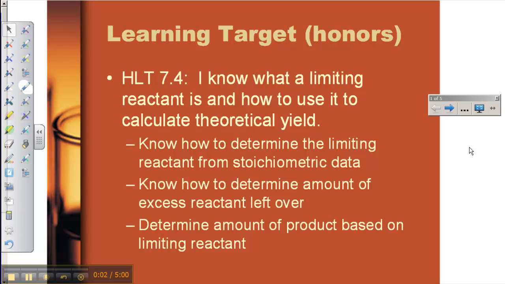Our learning target says I know what a limiting reactant is and how to use it to calculate theoretical yield. So you're going to need to know how to determine what that limiting reactant is, how to determine how much excess you have left over, and the amount of product based on that limiting reactant.